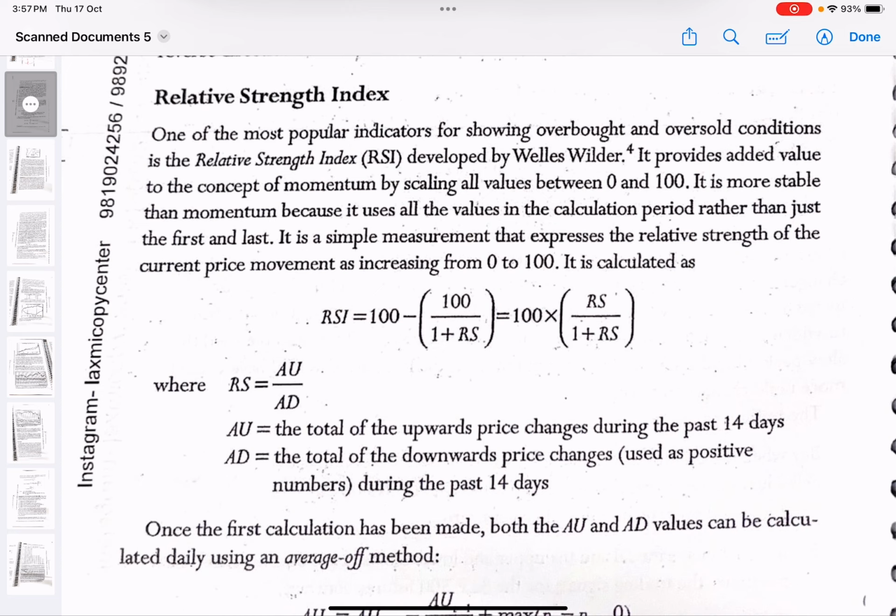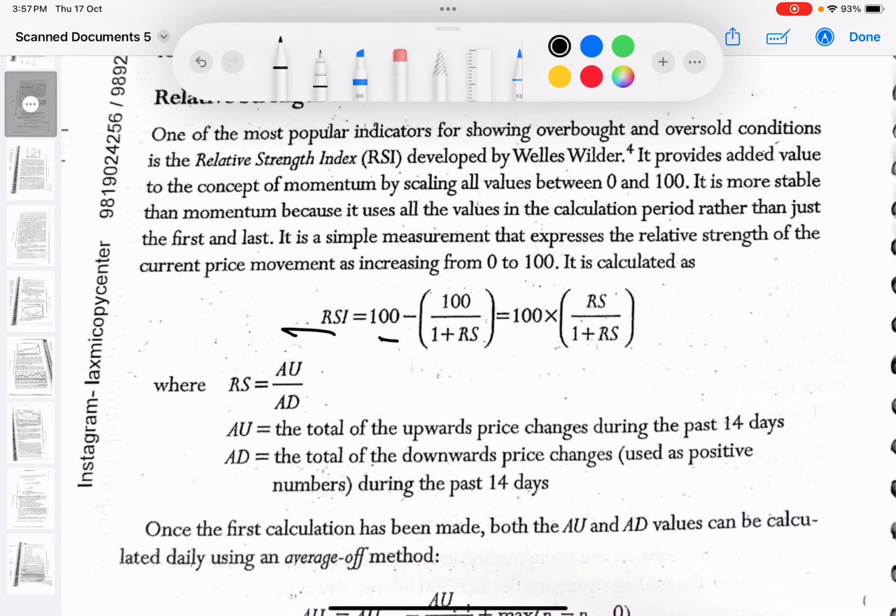How do you calculate RSI? RSI = 100 minus 100 upon (1 plus RS), which is equal to 100 multiplied by RS upon (1 plus RS). What is RS here?